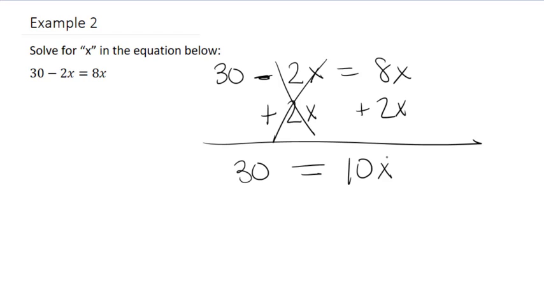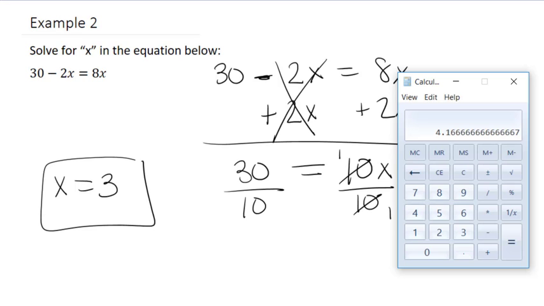The next thing we're going to do is divide by 10 on both sides. That way, we get x all by itself. So now we have 30 divided by 10, which is equal to 3. So x is equal to 3. Now, feel free to always use that calculator if you forget how to divide 30 divided by 10, which gives us 3. Now, let's go look at another example.